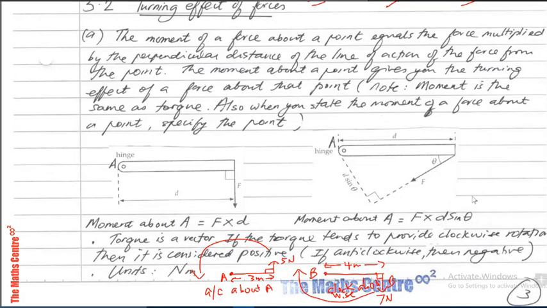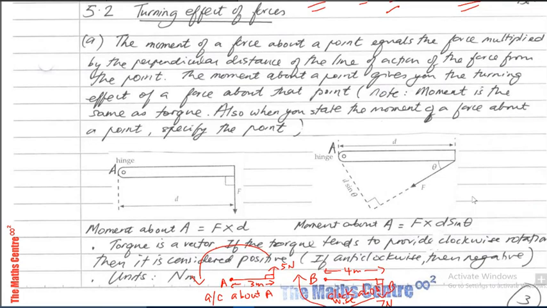Next, let's talk about the turning effect of forces. First, let's talk about the moment of a force. The moment of a force about a point equals the force multiplied by the perpendicular distance of the line of action of the force from the point. This is a very important idea. So let's read it again. The moment of a force about a point equals the force multiplied by the perpendicular distance of the line of action of the force from the point.